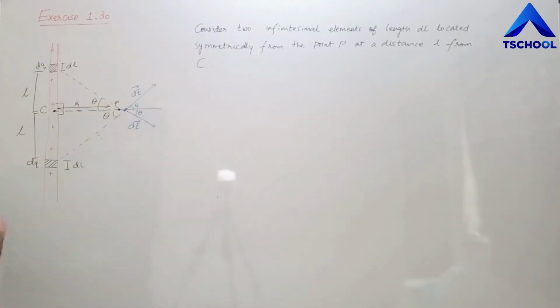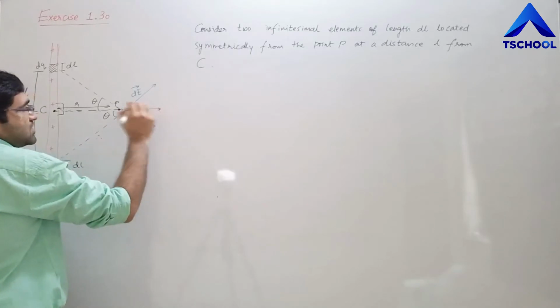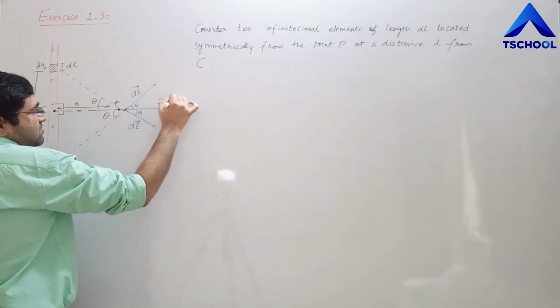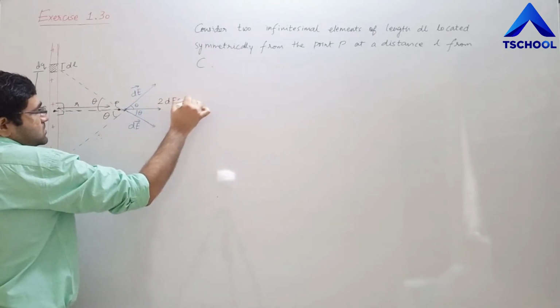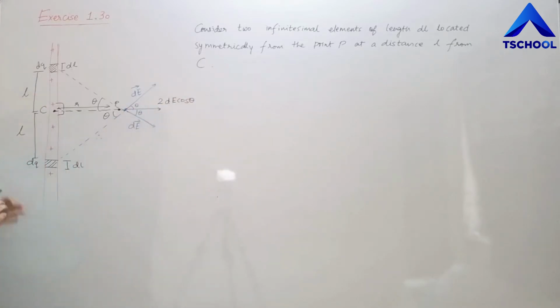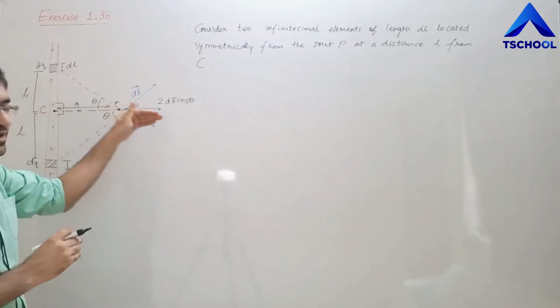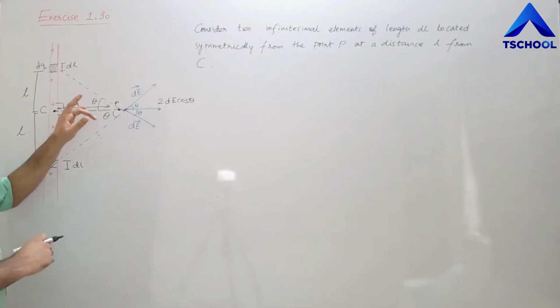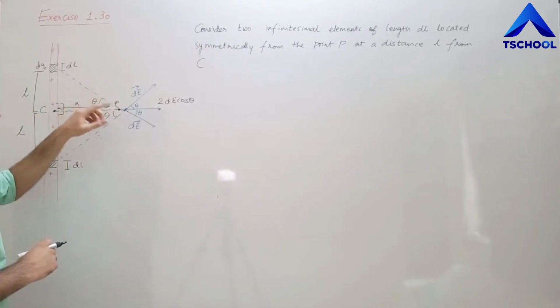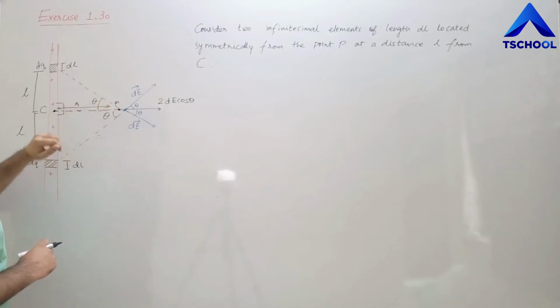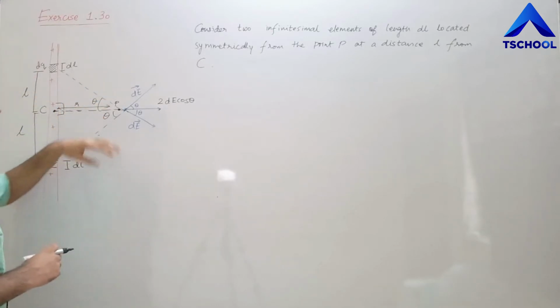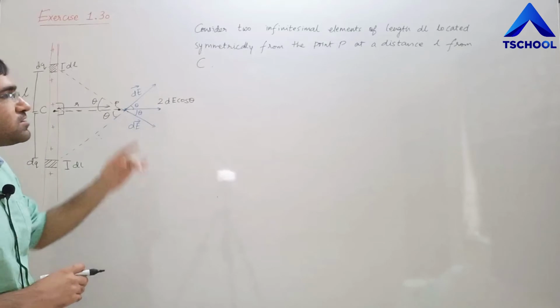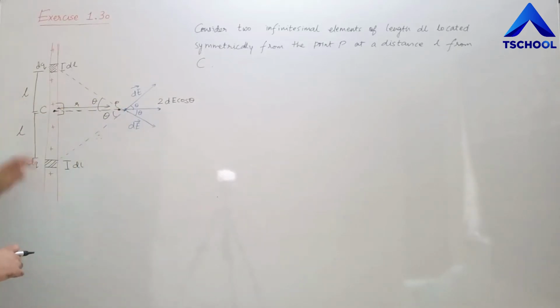If I define this angle as theta, then that electric field must be 2 dE cos theta. I don't think you have any problem, because the vertical components are cancelled and the horizontal ones remain. So now what we are going to do is find the electric field due to the entire wire by doing an integration of this thing. Right? So let's see what we have.